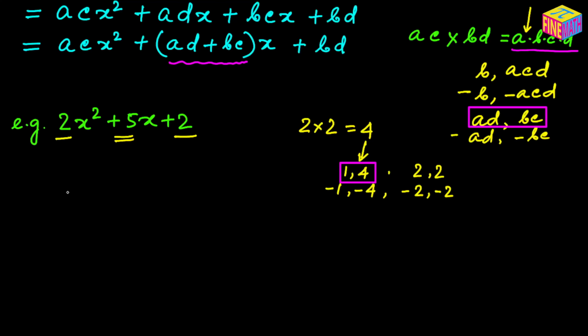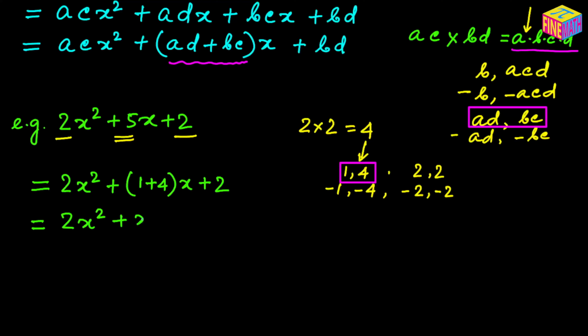So what I'm going to do is write our expression like this. We can say, okay, 2 times x squared, that's the first term, I'm going to keep it as is, and then for the positive 5 I'm going to write it like this: 1 plus 4 times x and then plus 2. So that is our expression. And then now let's remove the parenthesis. So we are going to get 2x squared plus 1 times x, which is x, plus 4 times x, which is 4x, and then plus 2. And from here, now if you look at the first two terms, we have a common factor.